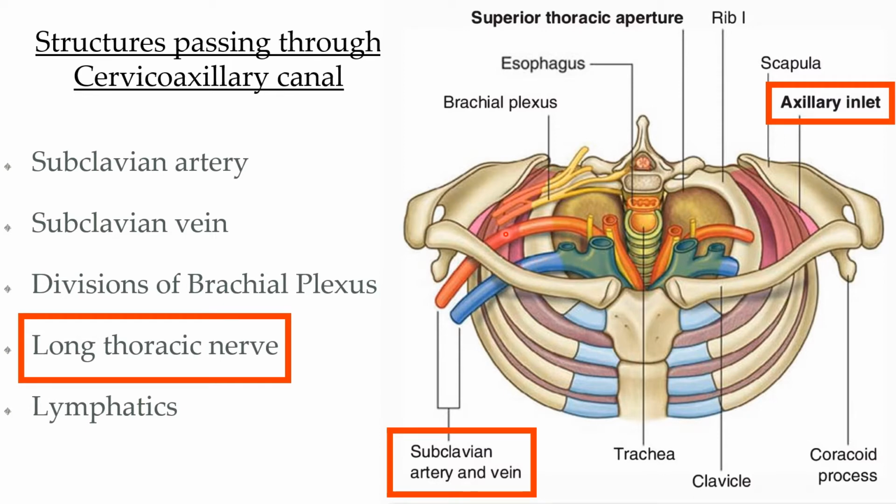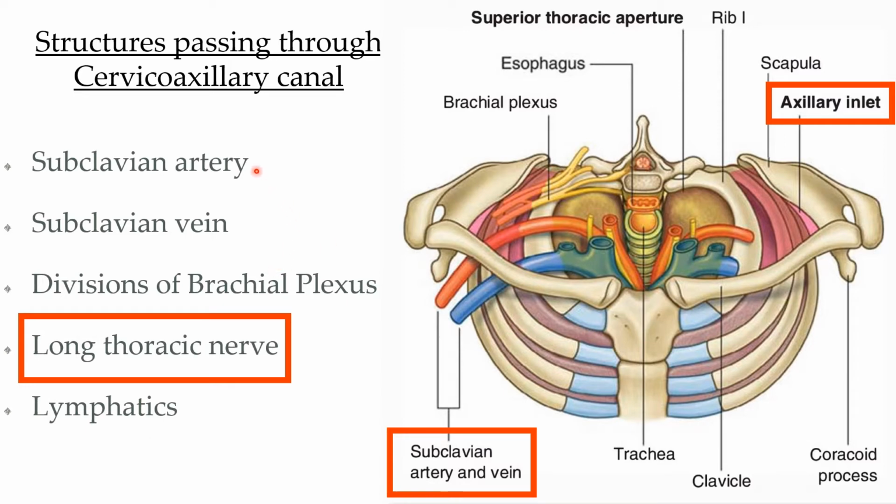This red colored structure is the subclavian artery, which brings arterial blood for the upper limb. This subclavian artery crosses the axillary inlet, and when it enters the axilla, the name of the subclavian artery changes to axillary artery. These are the nerve plexus, which is called the brachial plexus, which also crosses the axillary inlet. Along with these three structures, we have the long thoracic nerve, which also crosses the axillary inlet, and lymphatics, which drain the lymph from the upper limb and the pectoral girdle. They also cross the axillary inlet.